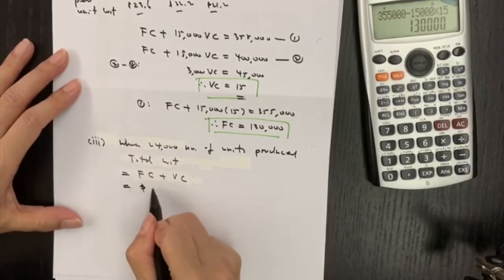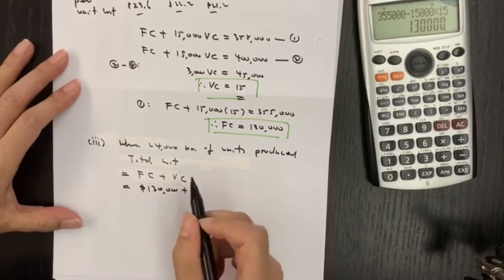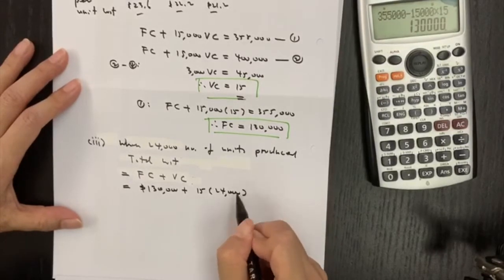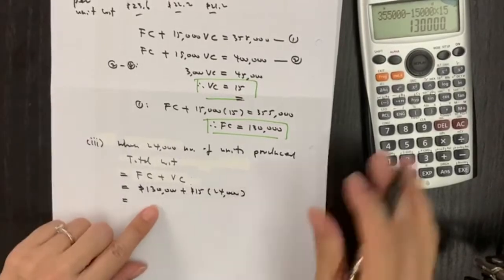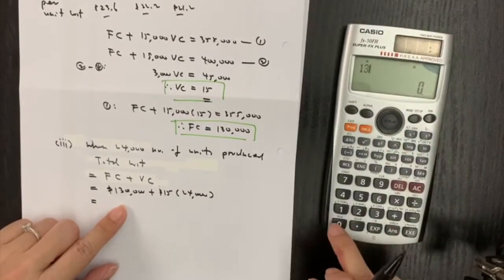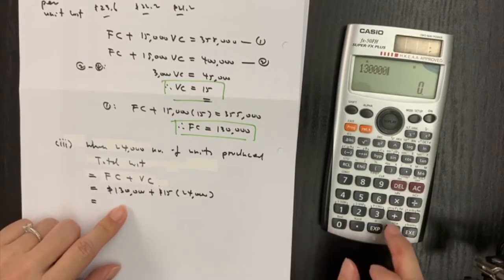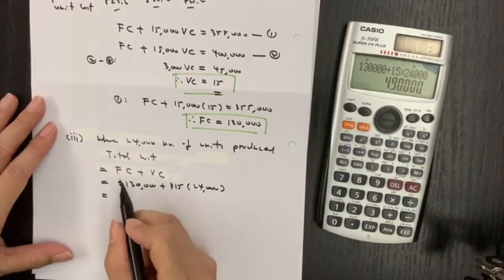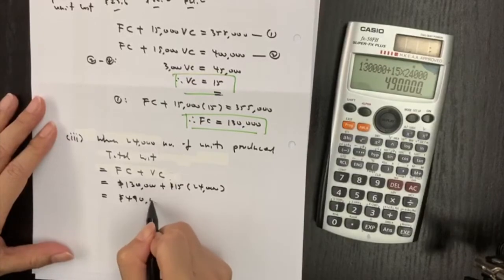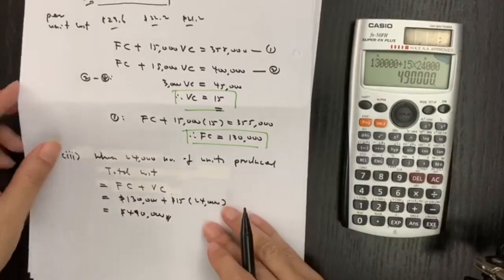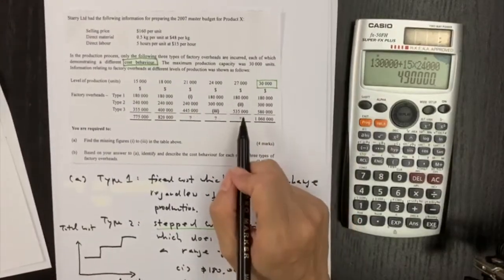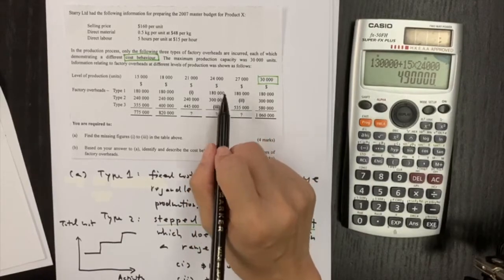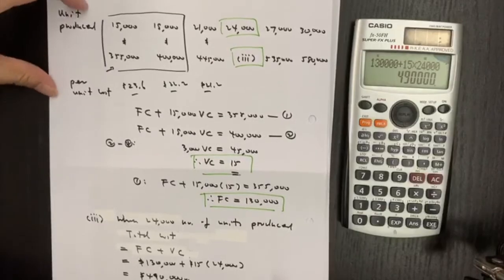And then fixed cost, just now we get 130,000 plus, okay, 15 is for 1 unit, and now here is 24,000 units, so okay, the dollar sign here. Alright, so the answer to type 3 will be another 0 plus 15 times 24. Okay, so this is how we work out mixed costs for type 3 here. So type 3, part 3. Okay, when the units produced is 24,000, we set two simultaneous equations.